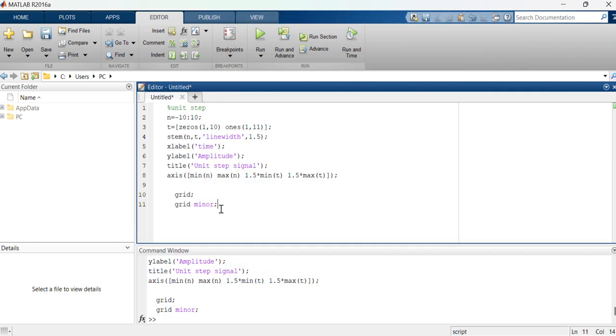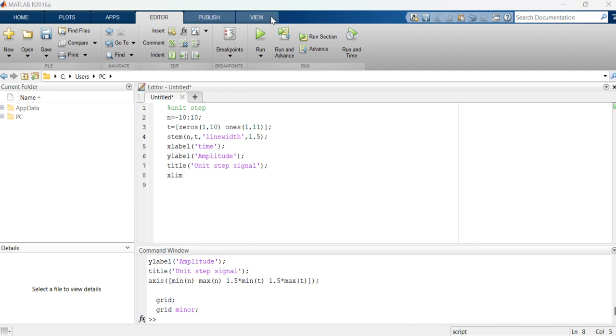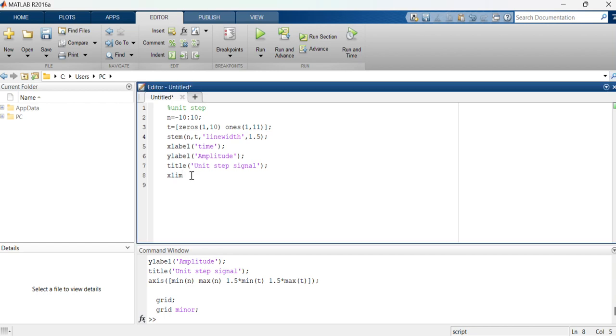Okay, there's also another way to write the axis, which is x lim. Okay, x n of 1. Okay, and great.